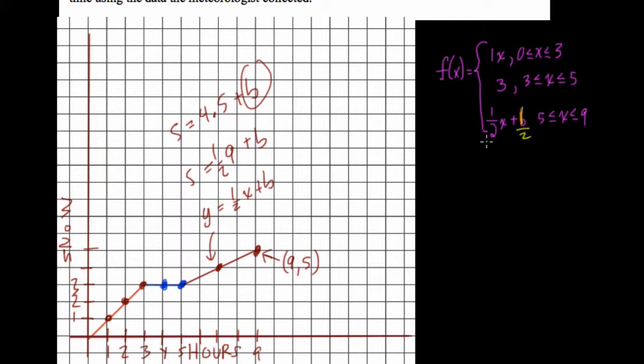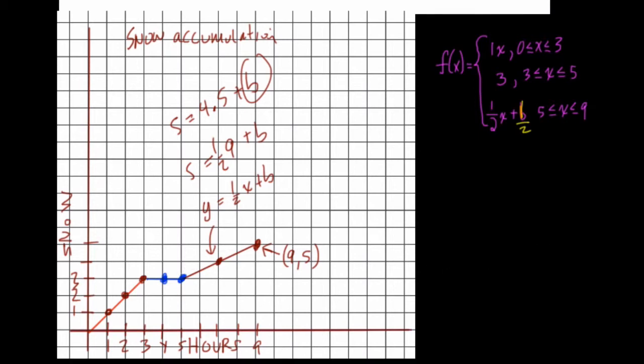Now when you're setting this graph up, all you need to really do is set up a title, snow accumulation, and of course make sure your graph is nice and neat. Label points if you can to really help you, and label the axes.